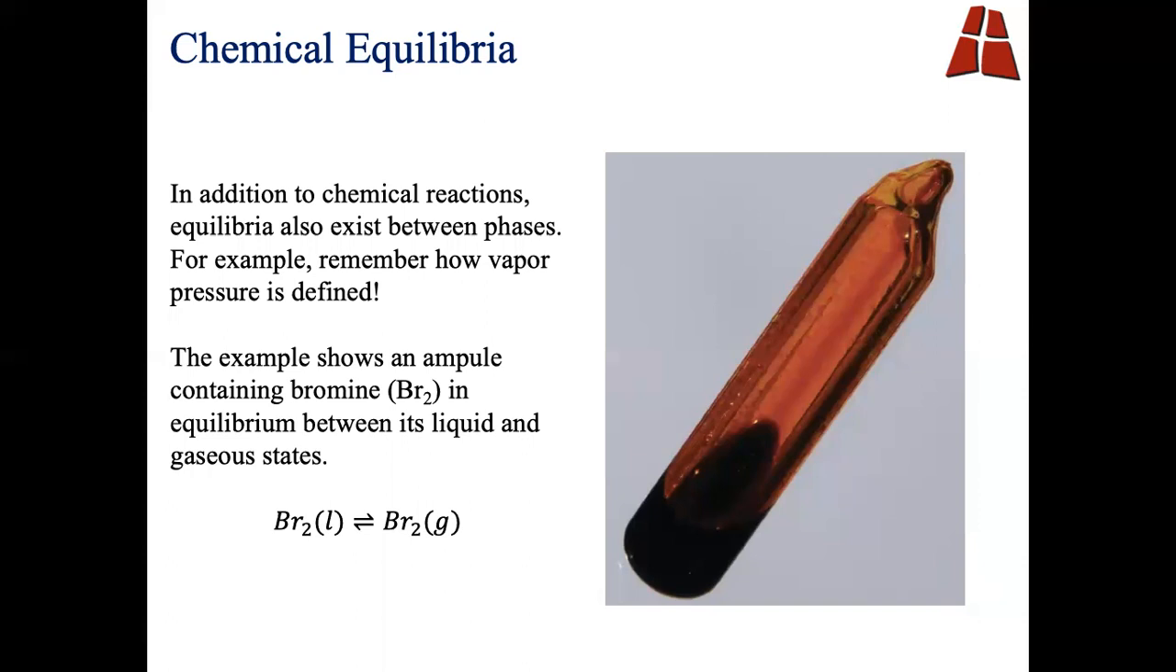And so shown here on the right is this ampule containing the chemical bromine, Br2, and it is in an equilibrium between its liquid and its gaseous states. And so we could also define that with our equilibrium arrows. Of course, we don't have a chemical reaction here. We just have a physical change going between liquid and gas. Okay.